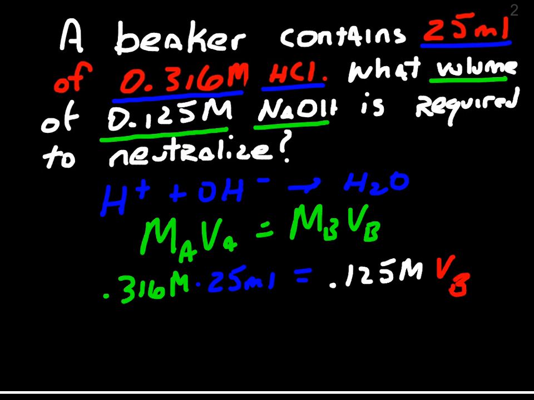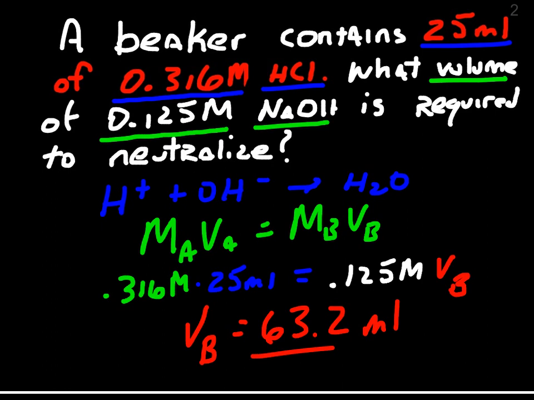So when I do it, it's 0.316 times 25 milliliters divided by 0.125. I'm going to get V, the volume of the base, to be 63.2 milliliters. All right? So that's pretty simple, okay?